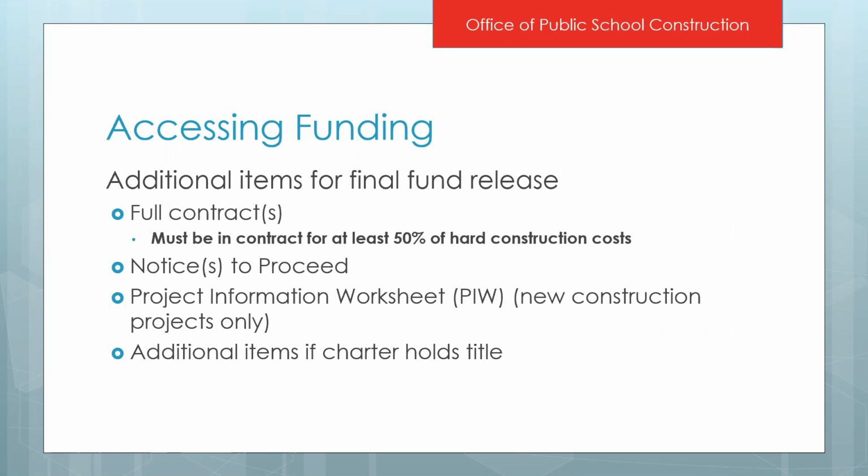If this is your final fund release, so this is your construction money after you've converted, you don't have to have a current financial soundness review. That review that you received the day that you were approved, or that you had to have by the day that you were approved by the State Allocation Board, is the last one that you'll need. You won't need another one to access your funds, but you will need to submit your full contracts, because the requirement to request funds for your construction funding is that you're in contract for at least 50% of your hard construction costs. You'll submit your notices to proceed, and you'll submit a project information worksheet.